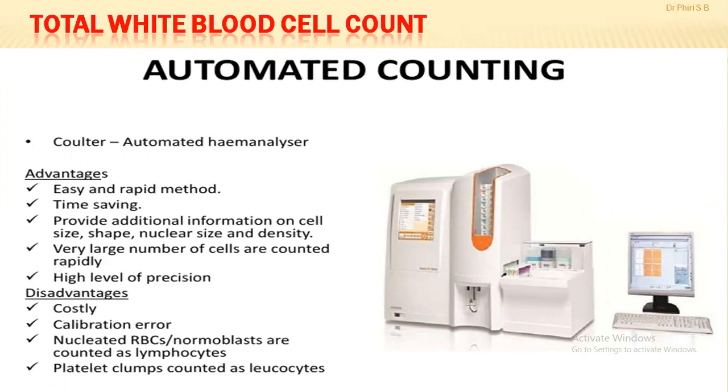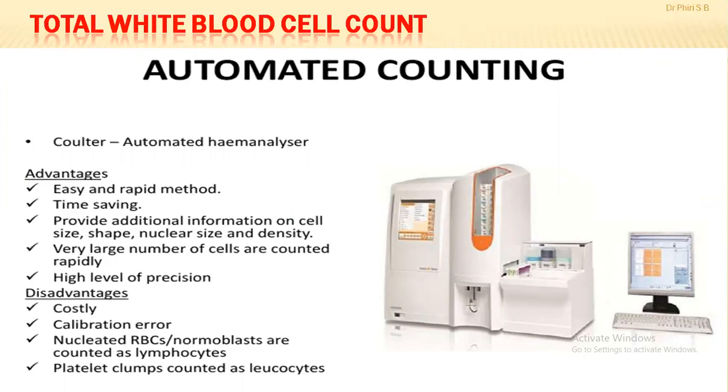And you know, to say these machines, they always have their own weaknesses or disadvantages. So what are the disadvantages of using an automated counting machine? Most of the hospitals and laboratories have these machines that will just give instant results. So what are some of the disadvantages? It's very costly, very expensive, and there is calibration error.